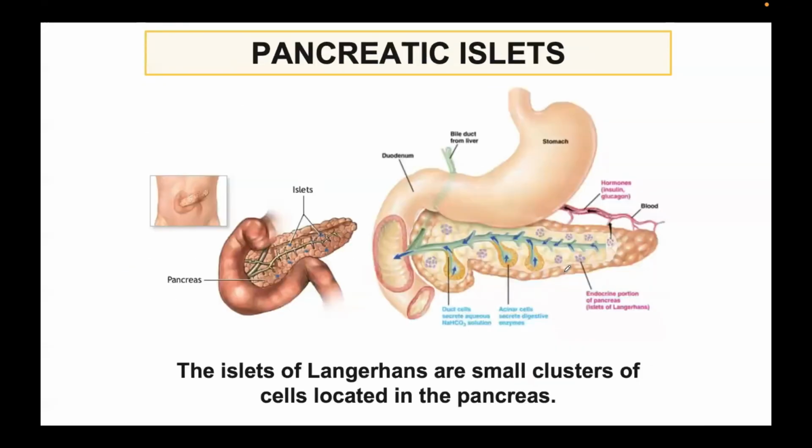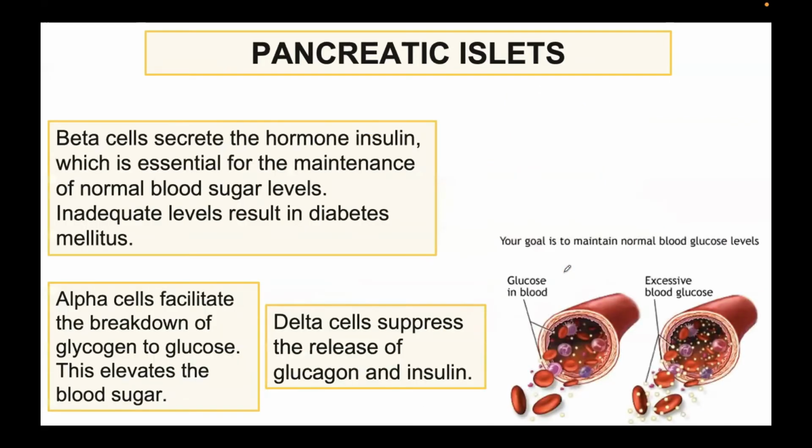Next, we have the pancreatic islets or islets. The islets of Langerhans are small clusters of cells and they are located in the pancreas. Also, your pancreas is in your abdomen area. So, dito na pumapasok yung mga different hormones natin that are important in the body.